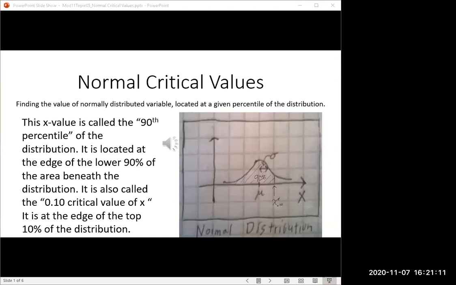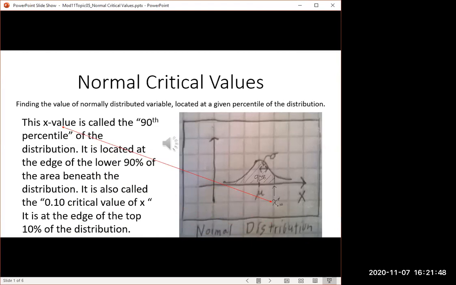So what's a critical value of a normal distribution? This point right here is the edge of the bottom 90%. So that X value is called the 90th percentile of the distribution. It's also called the 0.10 or 10% critical value of X. It's the X value that's at the edge of the top 10%.